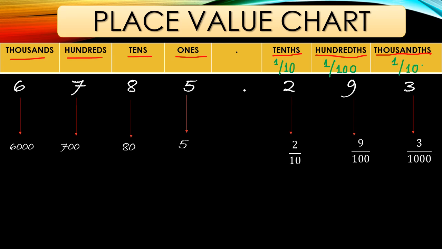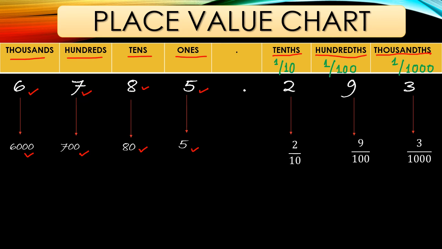So, the place value of the given numeral here, 6785.293. You can see the place value of 5 is 5 as it is at the ones place. Place value of 8 is 80 because it is at the tens place. Place value of 7 is 700 as it is at the hundreds place. And place value of 6 is 6000 as it is at the thousands place.